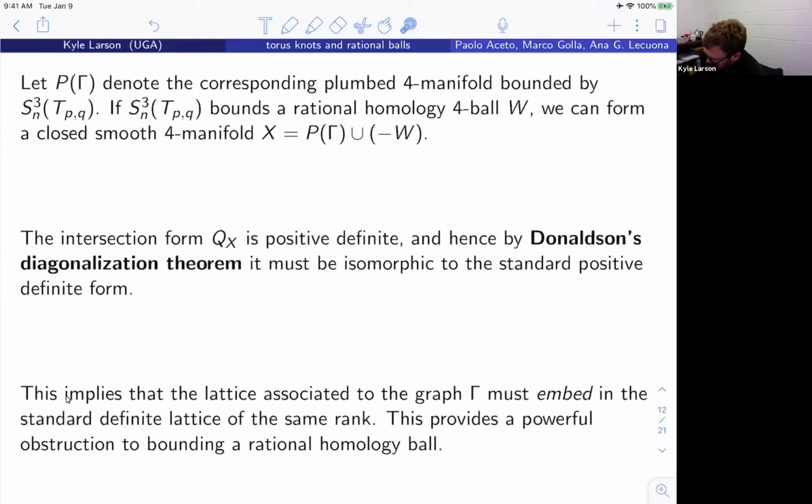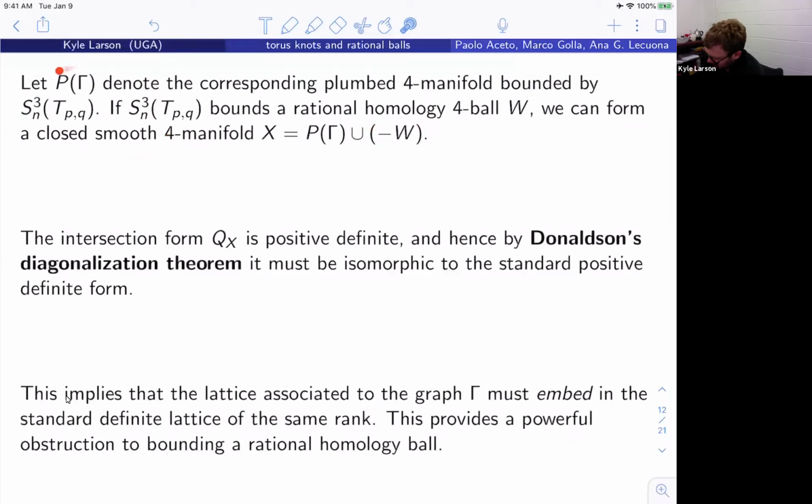Then we can form a closed 4-manifold by gluing the plumbing and the rational homology ball together. We'll call this X. This is a closed 4-manifold, and we can assume that it's smooth. I haven't mentioned this, but we're working in the smooth category, so we're assuming that this is a smooth rational homology ball.